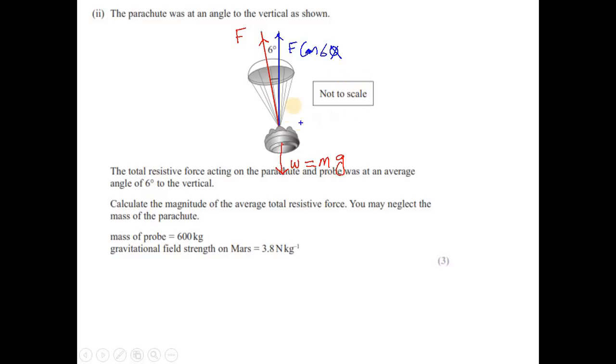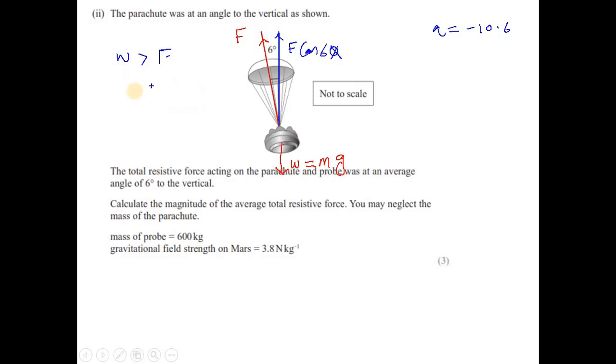So we know that due to the parachute we have acceleration, and we calculated this acceleration in the previous part, minus 10 point something, I guess 6 meter per second squared. That means we have some resultant force acting on that probe. That means weight is greater than F. Because of this acceleration, we have a resultant force. If we have a resultant force, then we have a net force.